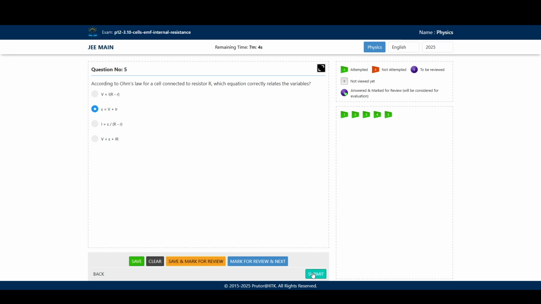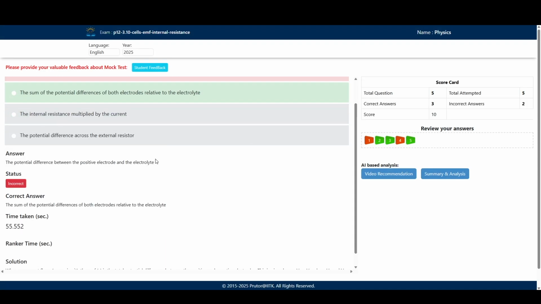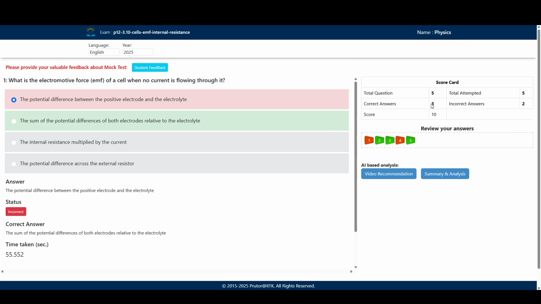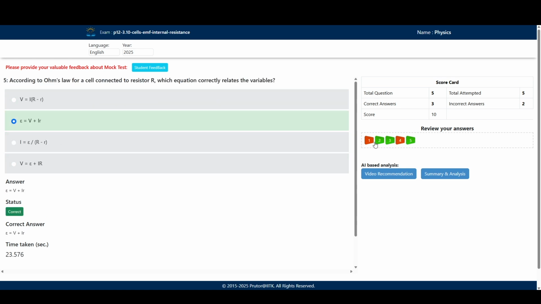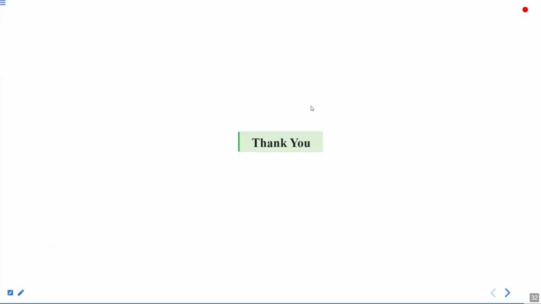So I have completed these 4 questions. This second question you have answered is wrong. So 3 questions are correct, 2 questions are incorrect. I marked these answers according to your feedback. You should solve this DPP with me also, and if you are not able to solve with me, make sure you solve it after the class. Okay, thank you very much.